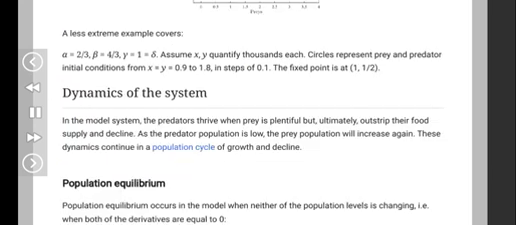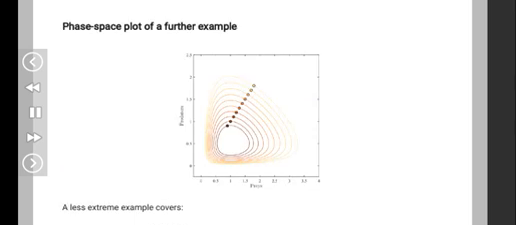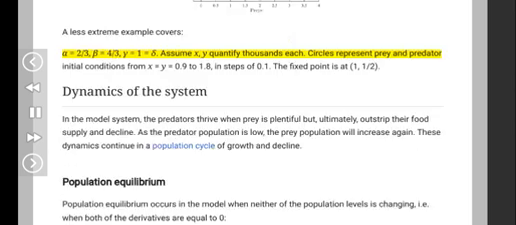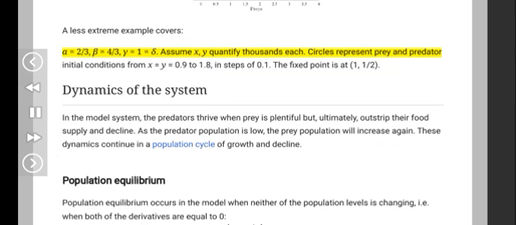Phase space plot of a further example. A less extreme example covers alpha equals 2/3, beta equals 4/3, gamma equals 1 equals delta. Assume x and y quantify thousands each. Circles represent prey and predator initial conditions from x equals y equals 0.9 to 1.8, in steps of 0.1. The fixed point is at 1, 1/2.